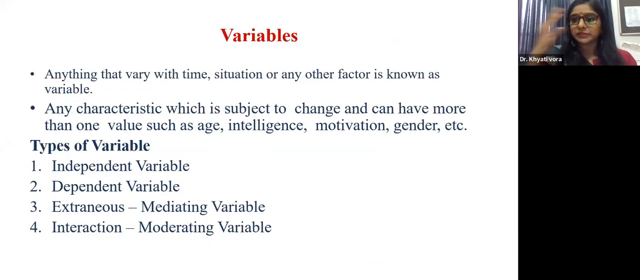So anything that varies with time, situation, or any factor is known as a variable. Now, there are many variables. But what I'm concentrating on as of now is social sciences research, and in most of the papers that we do, we concentrate on four types of variables. One is independent, dependent, mediating, and moderating variable.